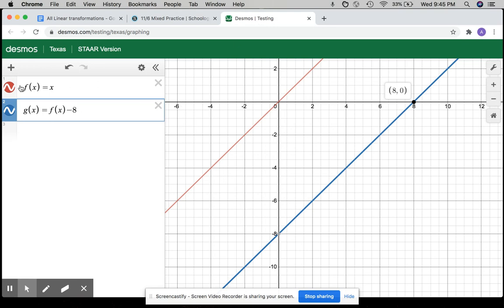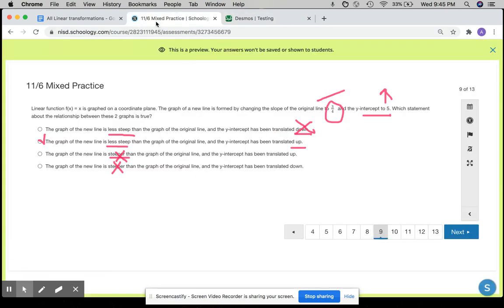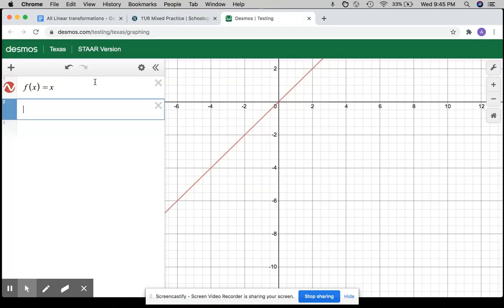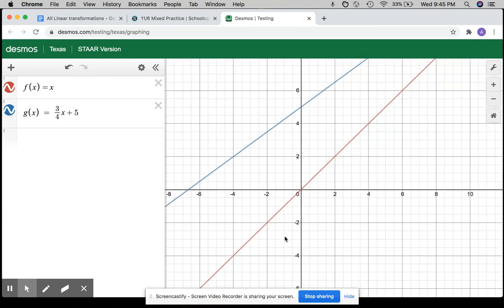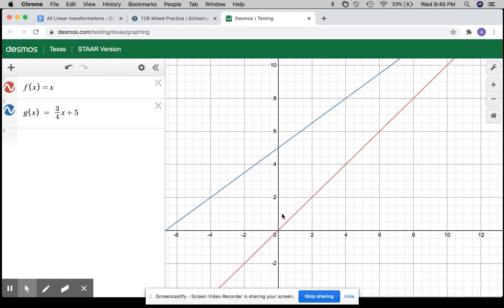So if I graph the parent function, y equals f of x, you can graph the second function exactly how they told you. g of x equals 3/4 x plus 5, because my y-intercept has changed to 5. So you're going to notice that this graph moved up 5, and my slope has also changed. So it's moving up, and my slope is changing to become less steep.